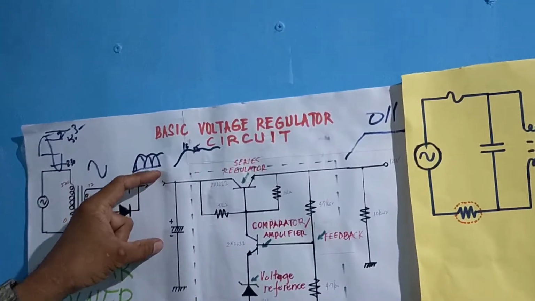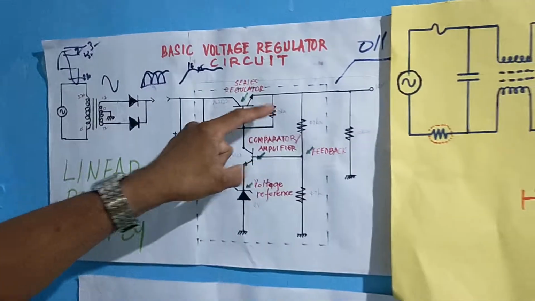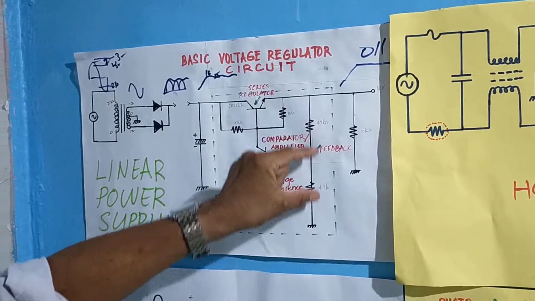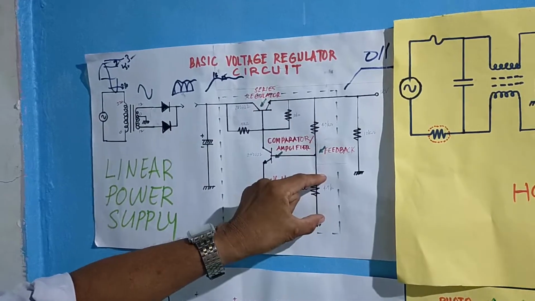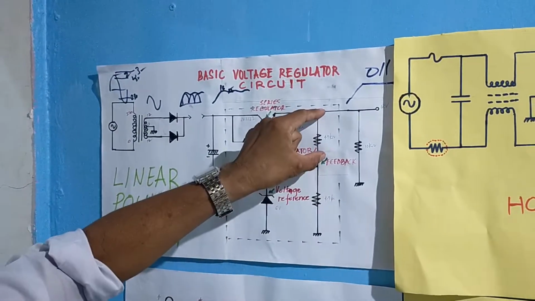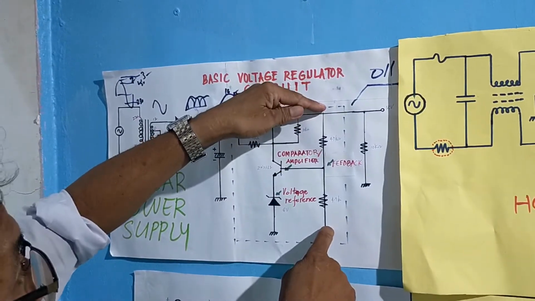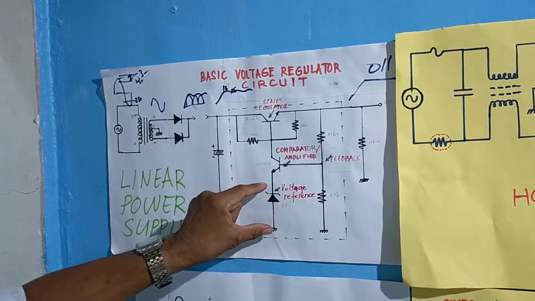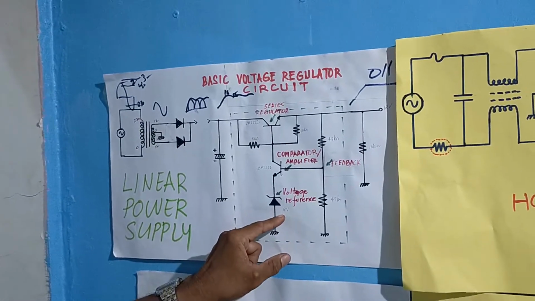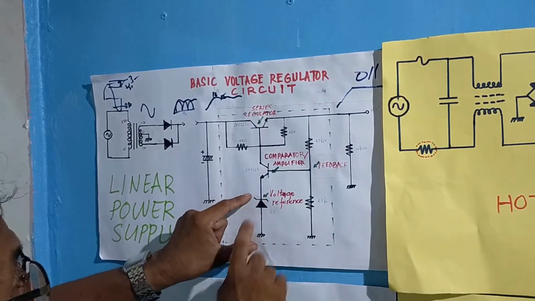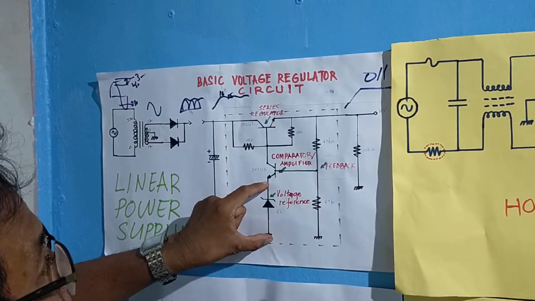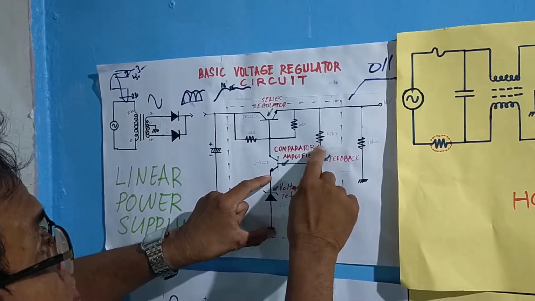When the voltage increases, the voltage across these two resistors should be 6 volts and 6 volts, all in all 12 volts. The reference voltage of the Zener diode should be 6 volts, because it is going to compare the reference and the sense or feedback voltage.